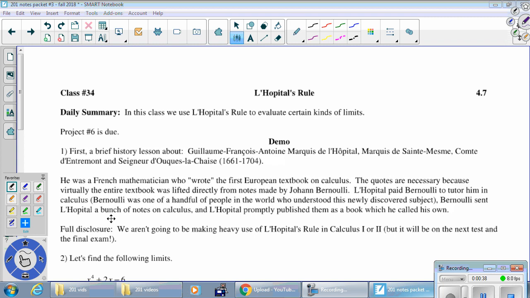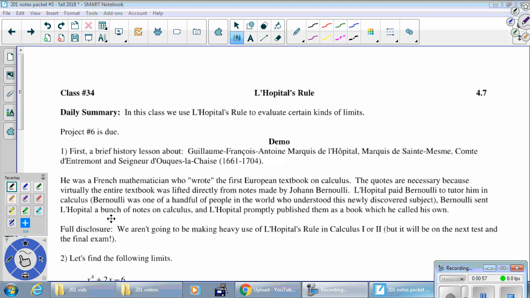They didn't live near each other, so in order to tutor L'Hopital, Bernoulli just wrote a bunch of notes on calculus and mailed them to L'Hopital. L'Hopital promptly took those notes, slapped on a cover page with his name on them, and published the book as his own. We only learned this after the fact.